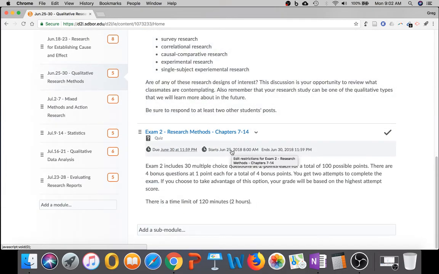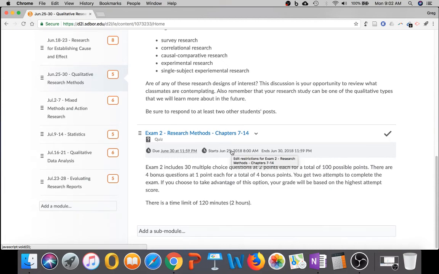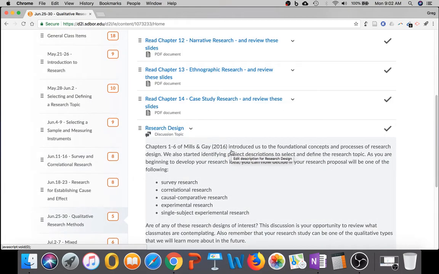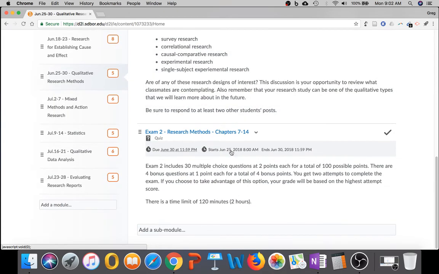And then finally we have exam number 2 on research methods, and this covers chapters 7 through 14. So this is the quantitative and qualitative research methods that we've been reading about, and that includes the readings from this week, so you'll want to read those before you do the exam. But it includes 30 multiple choice questions again, and gives you 2 points each for those questions, 100 possible points.